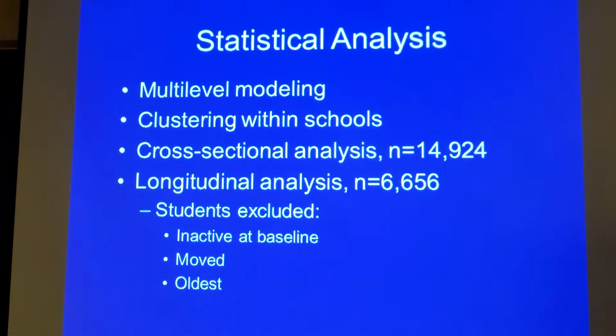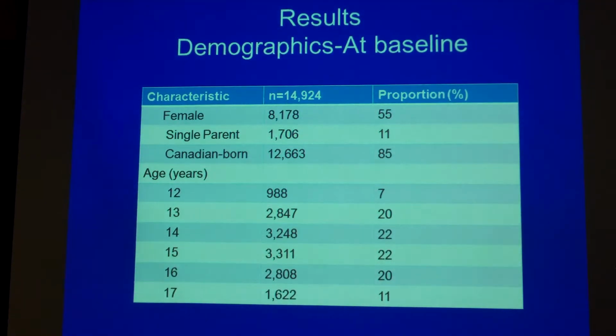Students who were inactive at baseline were excluded because I wanted to determine the incidence of those students who became physically inactive. Those students who moved, and the oldest students who left high school, who graduated from high school, were also excluded. So at baseline, just over 50% were female, just over 10% were single parent households, and 85% were Canadian born, and that's the age distribution.